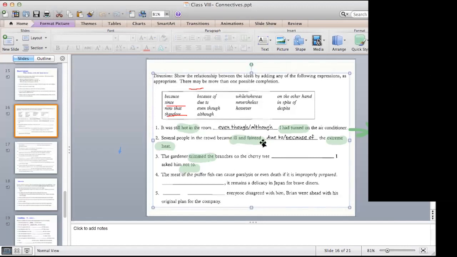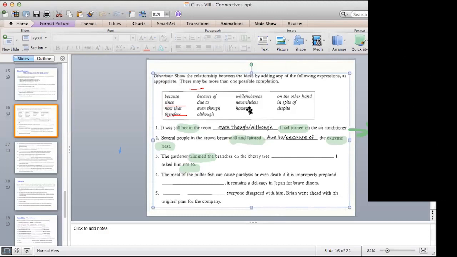Nevertheless is used when you have contrast, when you have different negative points and you say, nevertheless, in spite of all of that, you told me this and this and this, but in spite of all of that, I still like the puffer fish. The meat of the puffer fish can cause paralysis or even death if it is improperly prepared. However is good, no problem, but nevertheless is much better. Nevertheless remains a delicacy in Japan for brave diners.